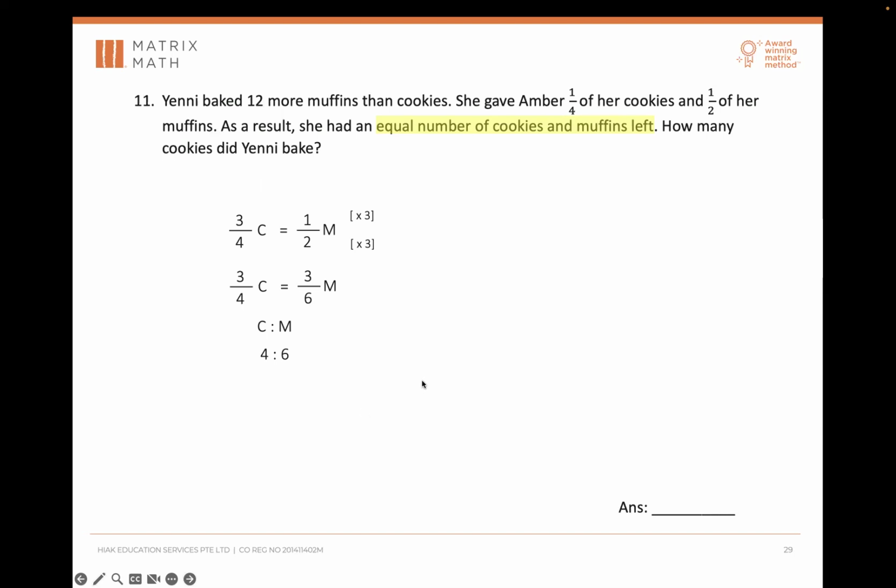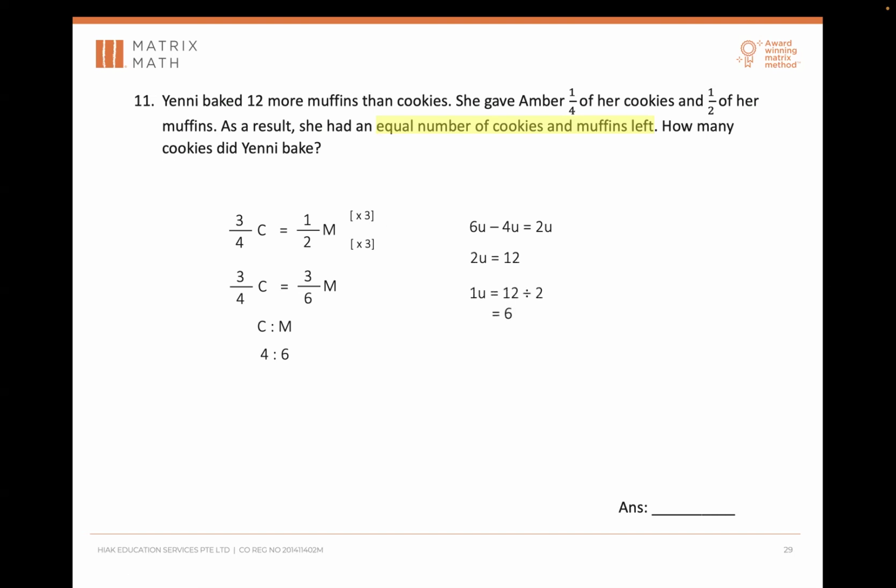Okay. Now, the question is, how many cookies did Yenny bake? So look at the question. There is only one value, and that is 12. 12 represents the total difference in the number of muffins and cookies baked by Yenny. So we are looking at the total difference, which is 6 minus 4. So 2 units is the total difference in the muffins and cookies baked by Yenny. So 2 units must be equal to 12. 1 unit is equal to 6.